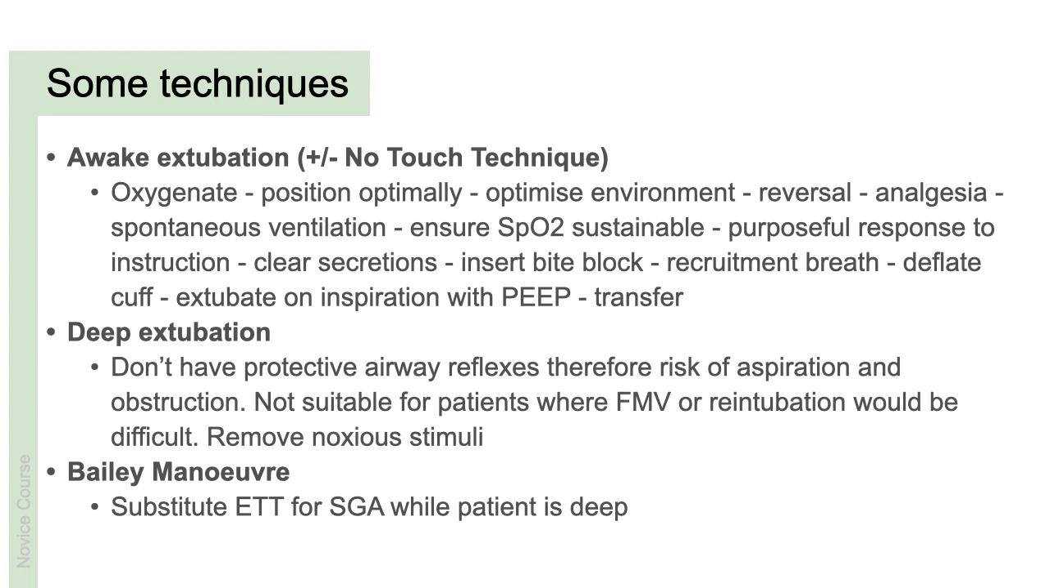Then the third technique to think about is the Bailey maneuver, which is where we substitute an endotracheal tube for a supraglottic airway device while the patient is deep. This allows us to protect the glottic area from noxious stimuli that may trickle down from the back of the throat. It's easier for a patient to spontaneously ventilate on a supraglottic airway device because of the caliber of the tube, and patients typically find it more comfortable when the supraglottic airway device is removed.